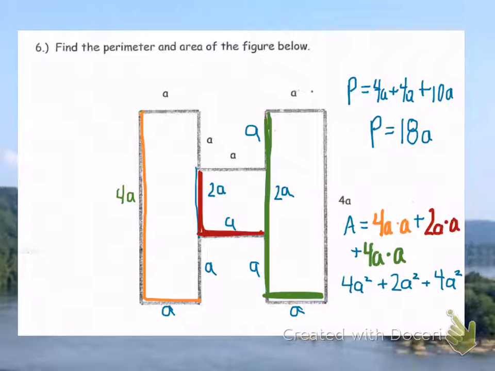Now because I have like terms, again, the same variables to the same power, that means I can add those together. So I have 4A squared and 4 more A squared and 2A squared. So altogether, I have 10A squared for area.